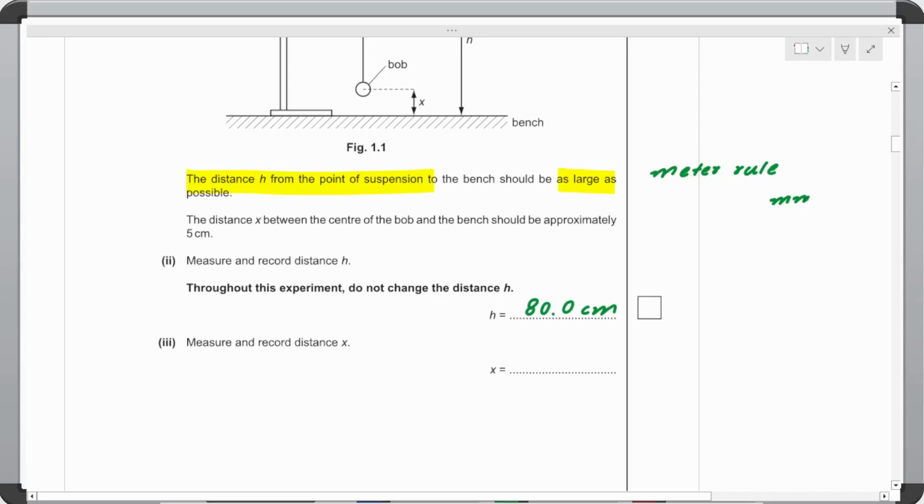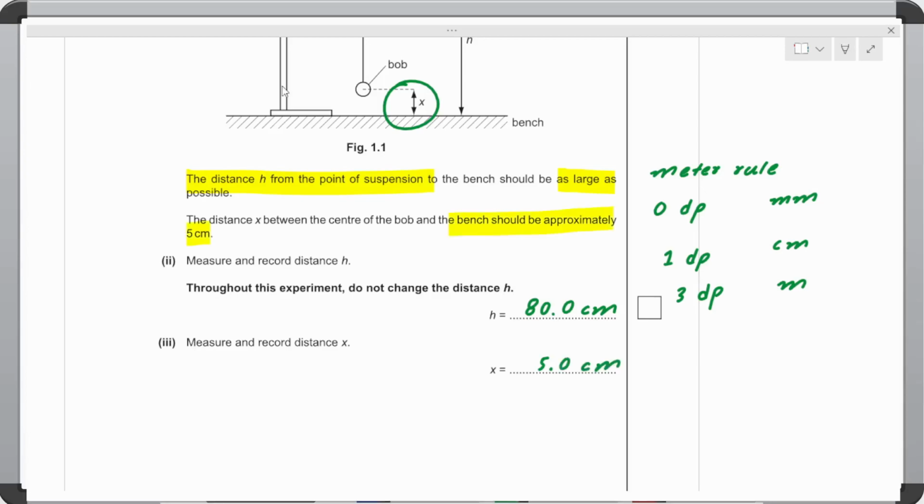Then for the next one, measure and record the distance x. I'm going to just write the answer. For example, this one is 5.0 centimeters. Okay, because if you read the question, they ask you to keep the distance approximately 5 centimeters. So if you want to use it as it is, you can.